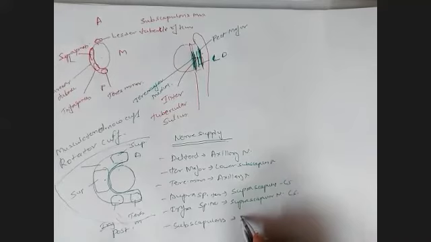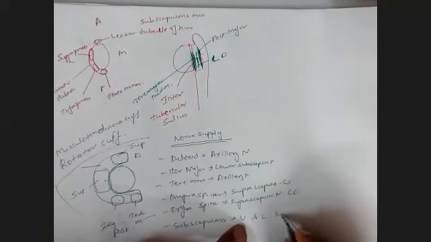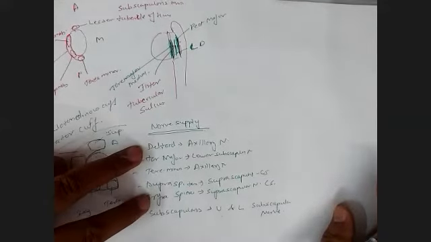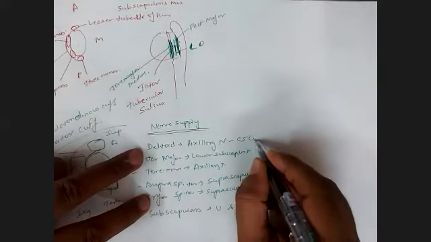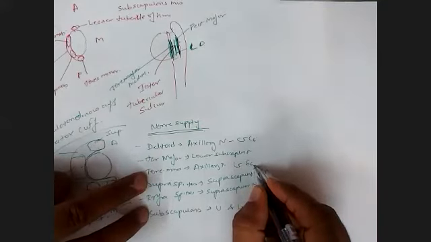Subscapularis is the one which is supplied by the upper and lower subscapular nerves. So if you remember the brachial plexus, there was the posterior cord. From the posterior cord, the axillary nerve was arising, C5, C6. The same axillary nerve supplies teres minor, C5, C6.